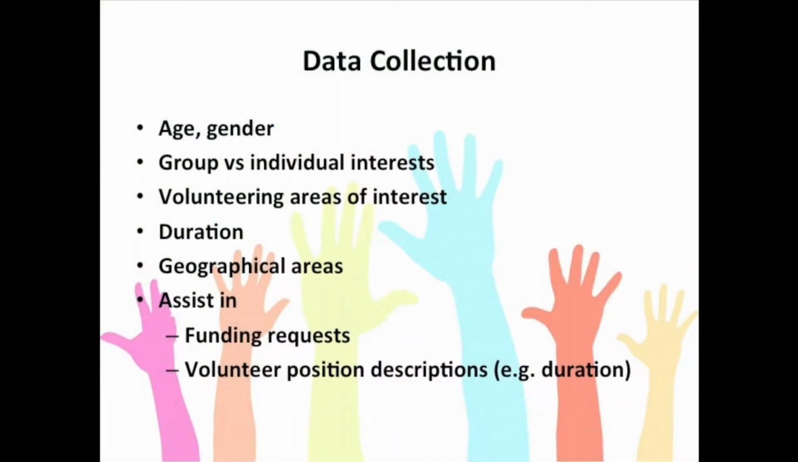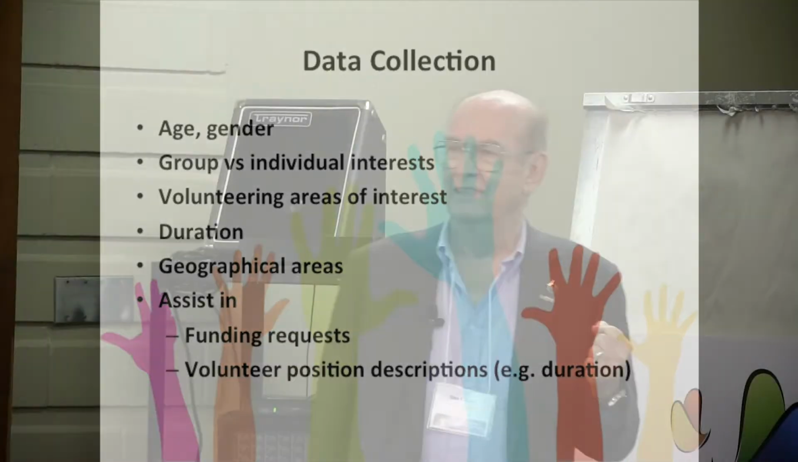One last piece is we collect data on various things: age, gender, group versus individual interests, volunteering areas of interest, duration. So we're making a discovery. Virtually everybody goes for 3-month positions. Okay, well, that's a very valuable piece of information. Geographical areas, where are the people volunteering from? Why aren't we getting them from this area? Maybe we should put in some kind of marketing effort to get volunteers. I think the word I heard yesterday was community engagement.